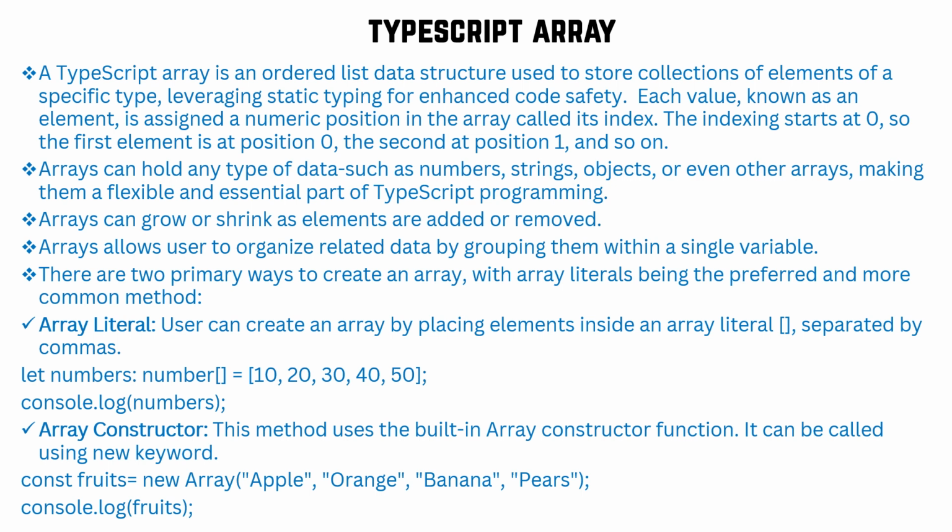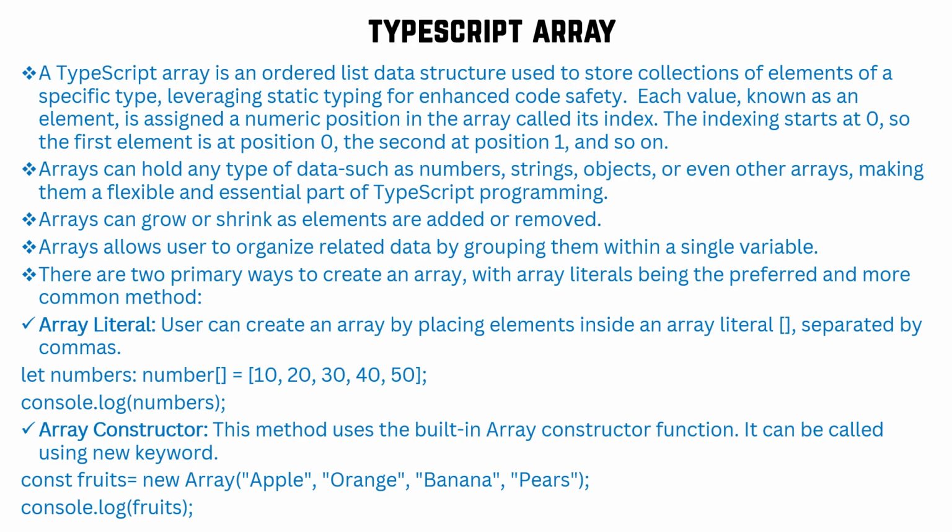An array can hold any type of data. It can be a string, number, object, or even another array, making arrays flexible and an essential part of TypeScript programming. Arrays can grow or shrink as elements can be added or removed at any point of time. Arrays allow users to organize related data by grouping it within a single variable. There are two primary ways to create an array, with array literals being the preferred and more common method. Otherwise, we can use the array constructor.